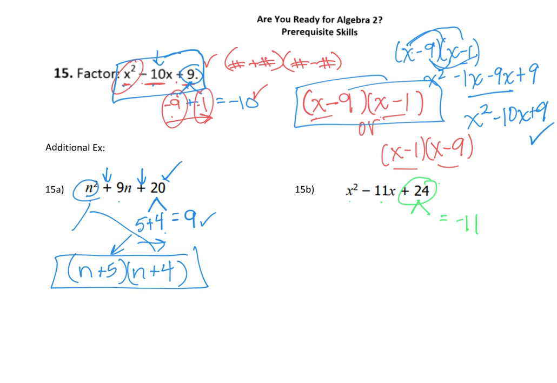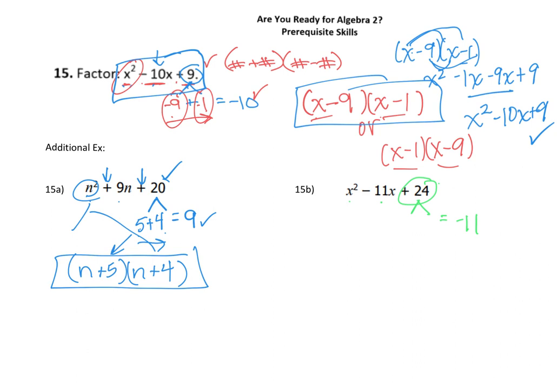So I'm thinking 24. A lot of you would know it right off the bat. I mean, I do because I've done this a lot. But if you're thinking like 12 and 2, negative 12 and negative 2 make negative 14. If you're thinking like negative 6 and negative 4, those multiply to positive 24, but they do not add to negative 11. They add to negative 10, so that doesn't work either.